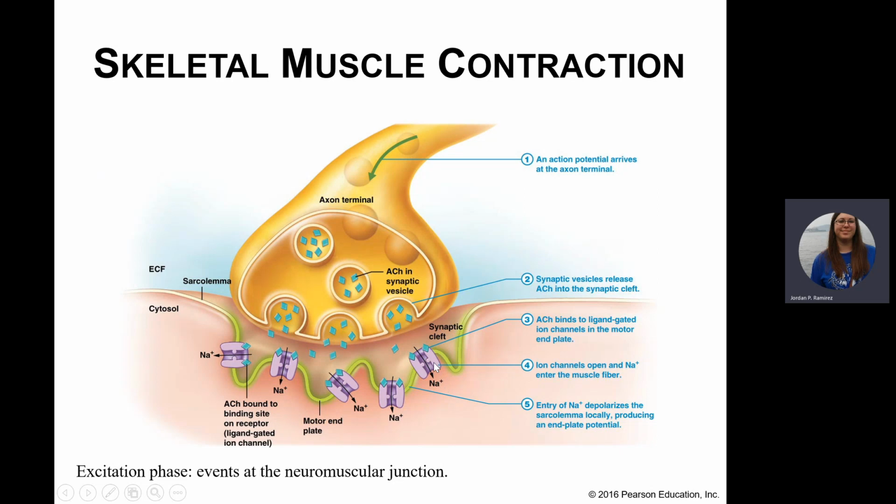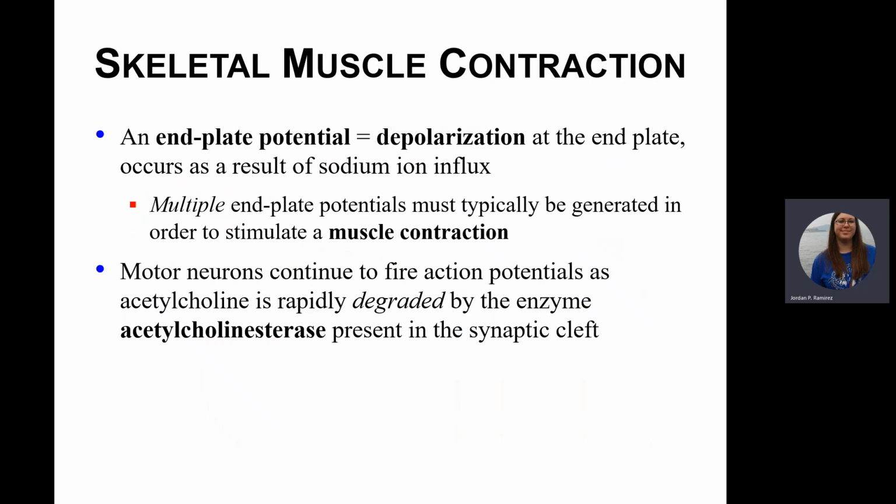So the entry of this sodium will depolarize. Again, depolarize: there's not that charge difference anymore. We were negative in here and positive out here, but now we've got positive sodium coming in, so now we're positive in here. So it depolarizes the sarcolemma locally, leading to an end-plate potential. An end-plate potential is essentially depolarization at the end plate. Again, this occurs as a result of sodium ion influx.